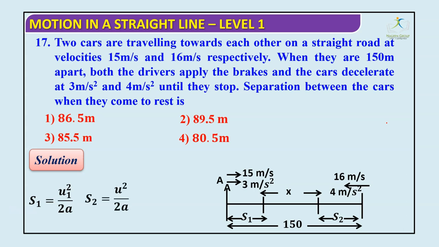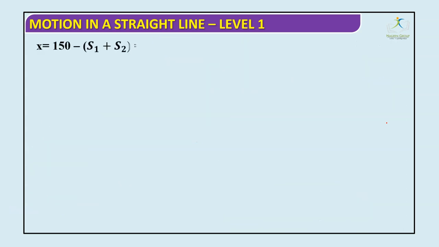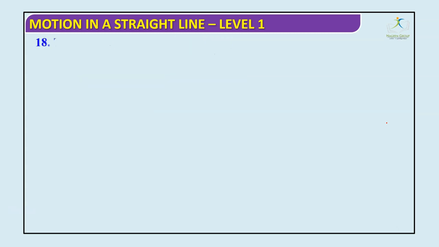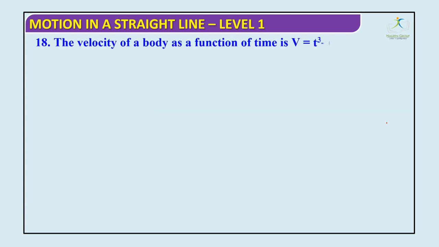So s1 is equal to u1 square by 2a, and s2 is equal to u2 square by 2a. So x is equal to 150 minus s1 plus s2. I'll just put the values of s1 as 225 by 6 and s2 as 256 by 8. Here we get the value of x, which is 80.5 meter, which is option 4. Hope you are understanding, students.